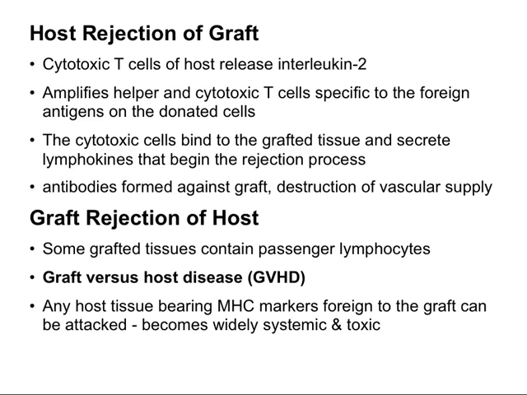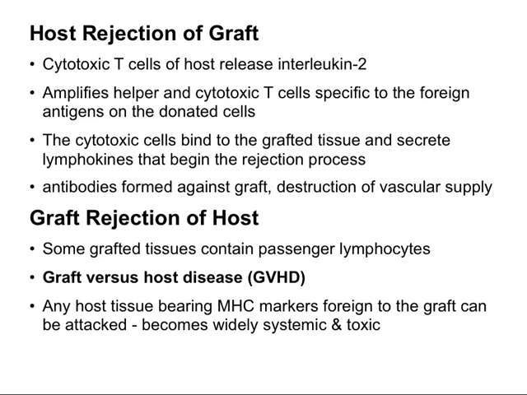The cytotoxic T cells will bind to the grafted tissue and then secrete lymphokines. This begins the whole rejection process and causes antibodies to be formed against the graft and eventually destroys the vascular supply, causing imminent death of that graft.